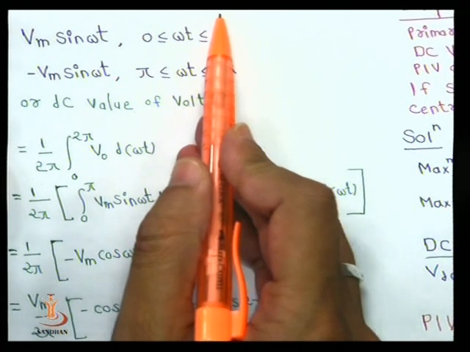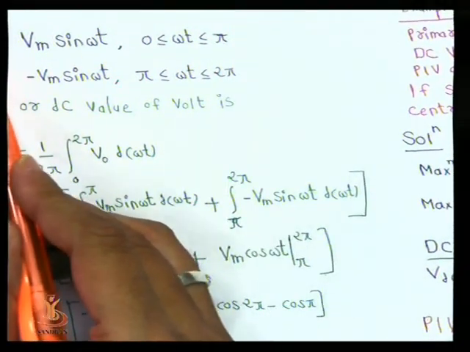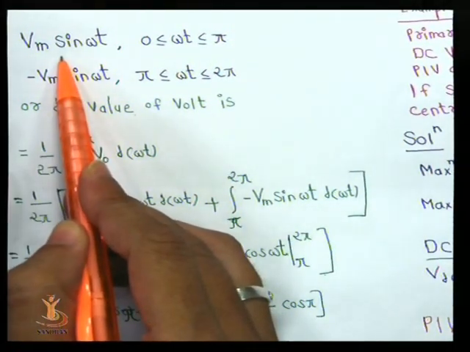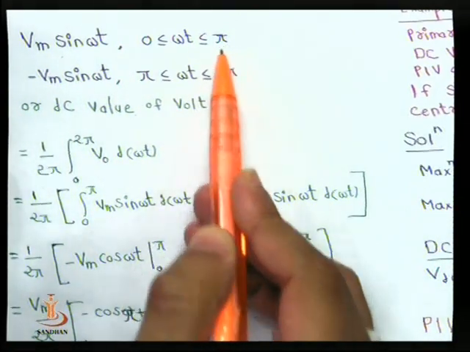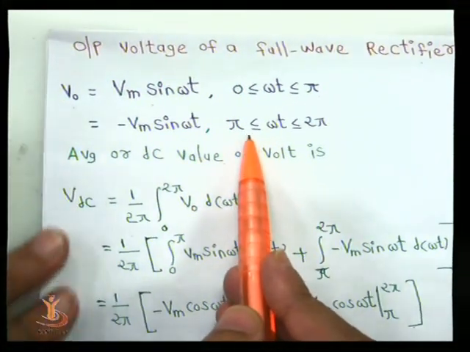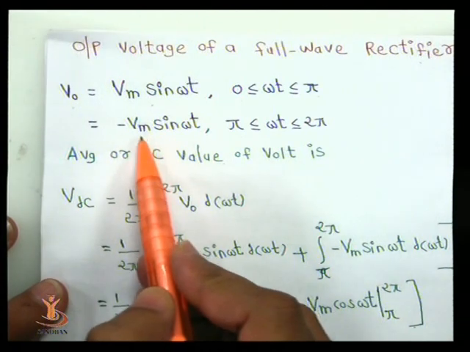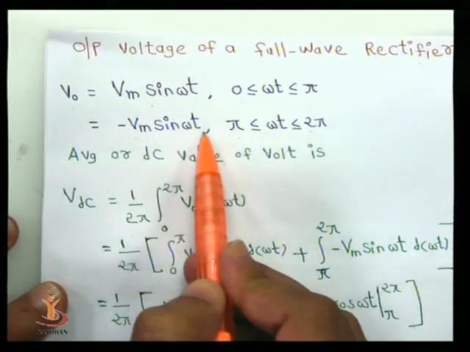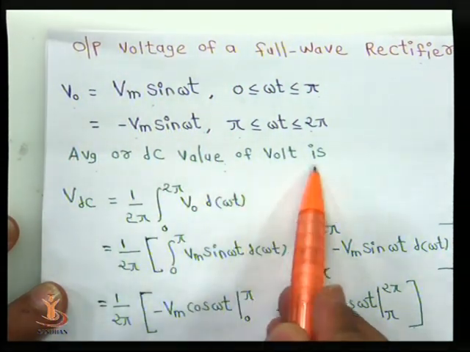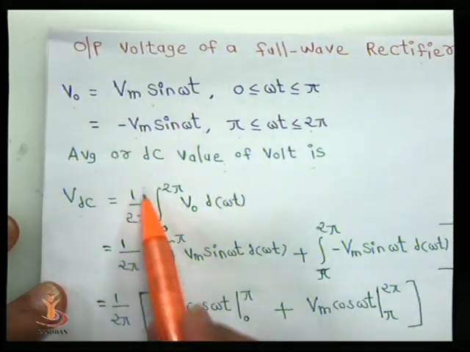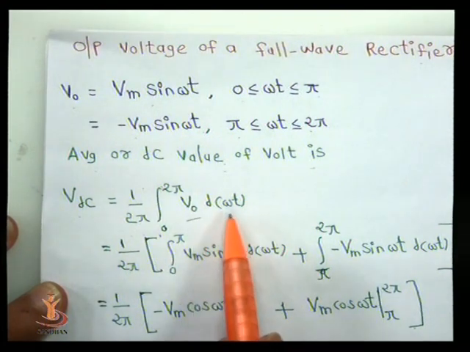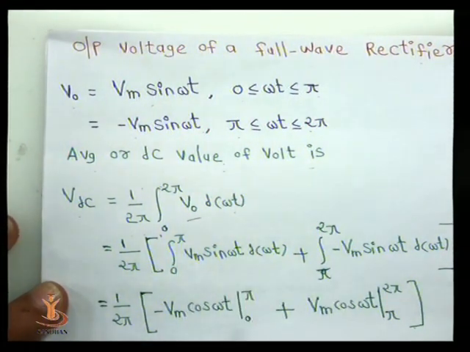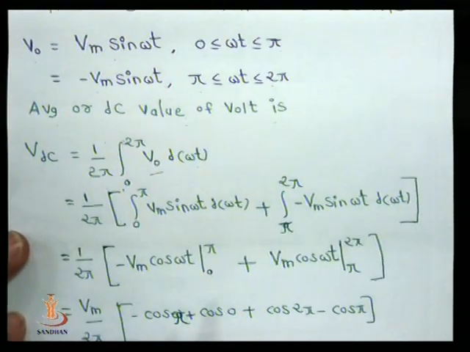The output voltage of a full wave rectifier is V0 equal to Vm sin omega t for 0 to pi, and during the negative half cycle, that is pi to 2 pi, it is minus Vm sin omega t. So the average or DC value of the voltage is VDC equal to 1/2 pi, integral 0 to 2 pi of V0 d omega t. Again we are dividing the integration into two parts.